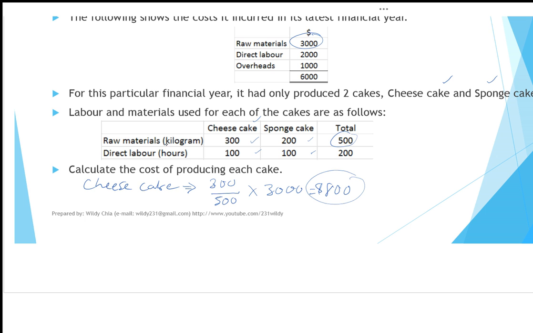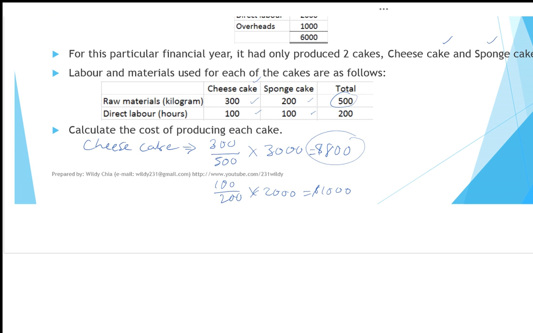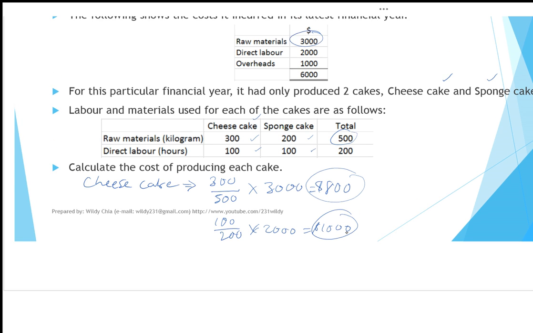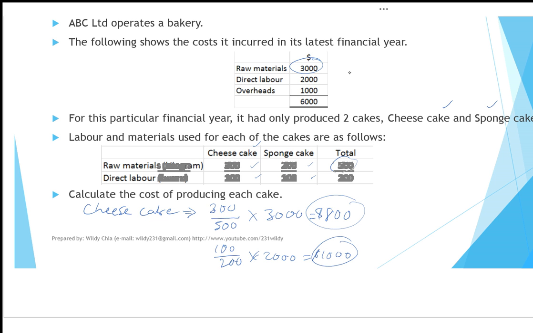How about labor cost? The labor cost of producing all the cheesecakes, okay, would be 100 over 200 multiplied by 2000. So that gives 1000. So we found out the total material and labor cost for producing cheesecakes only. Right? Now, however, in this case, I did not mention how many cheesecakes and sponge cakes were produced. Okay, that's fine. Let's assume that there are 1000 cheesecakes and 1000 sponge cakes.